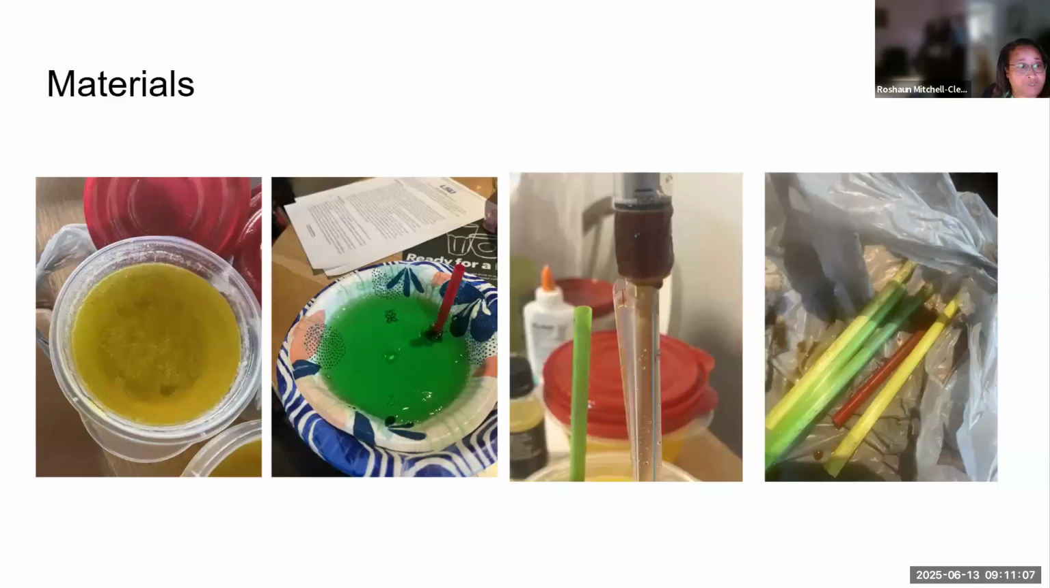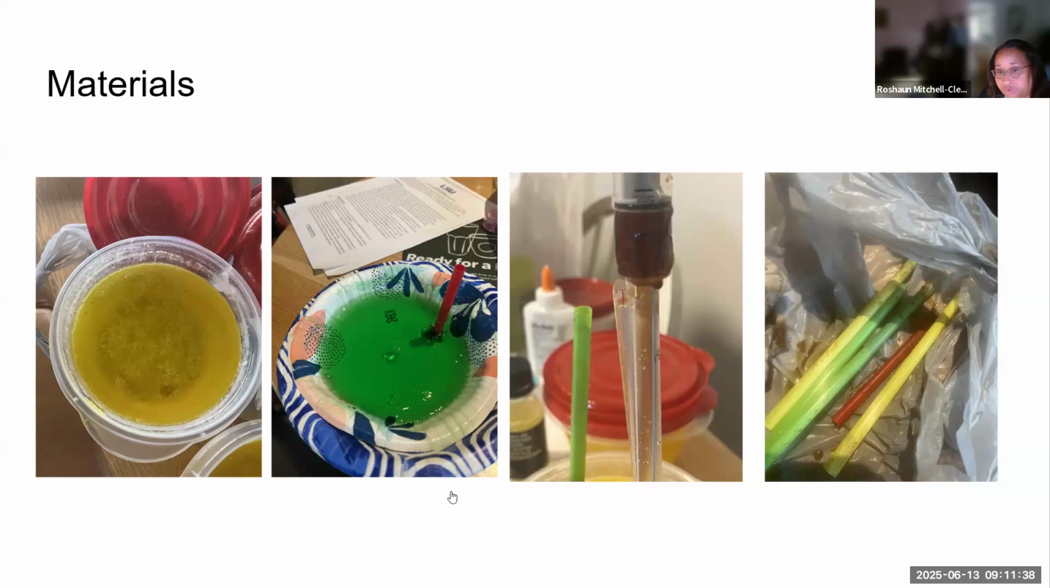All right. So here's another picture of the materials. We had the green jello, that's the first well that we had. And then the yellow jello, that was the backups that I had. As you can see here in the first picture, that's the yellow jello. And then the next one, the green jello, that was the first one we used.